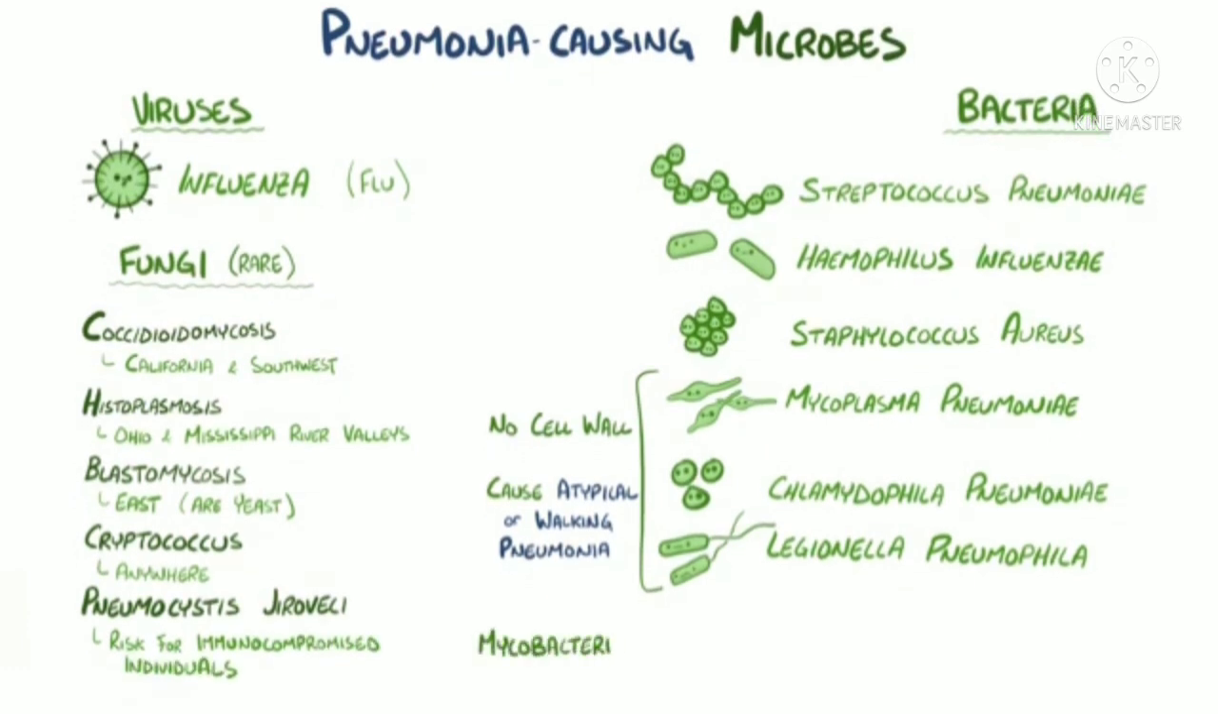Finally, there's Mycobacteria, which are slow-growing like fungi, hence the myco in their name, even though they're still bacteria. The most well-known one is Mycobacterium tuberculosis, also just called TB.